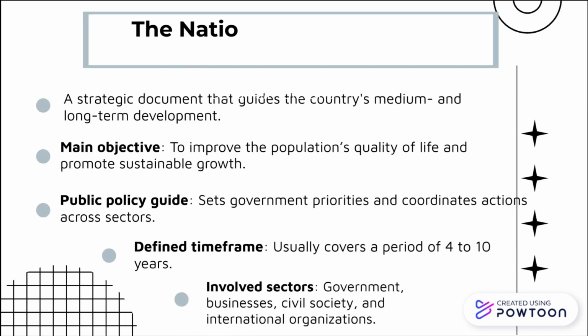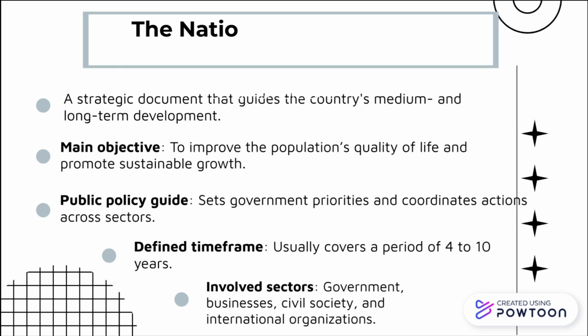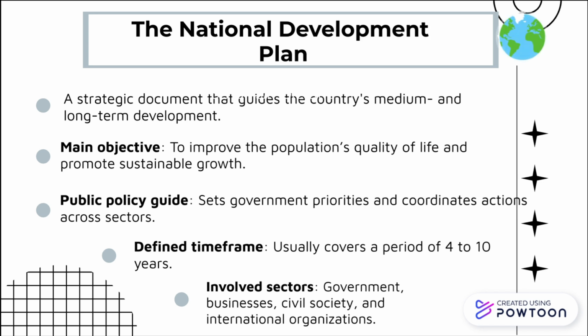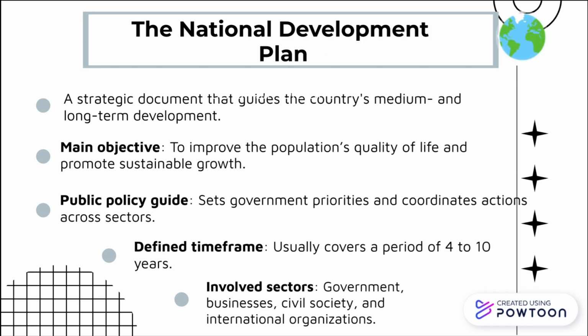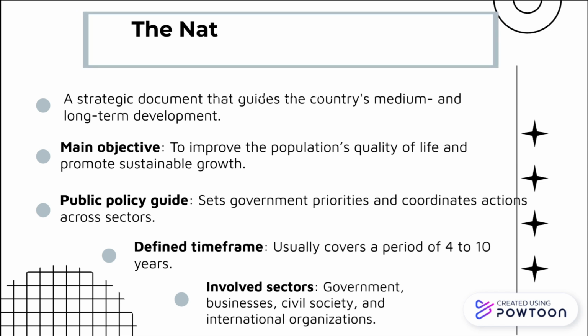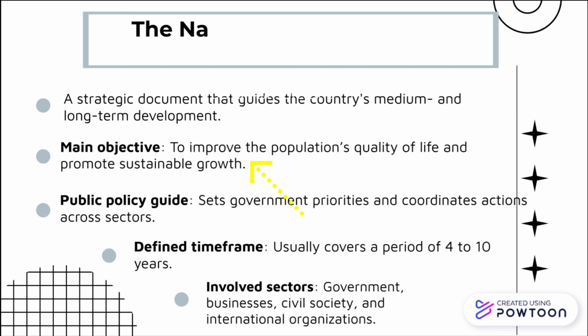The National Development Plan is a strategic policy document created by a government to guide the country's economic, social, and environmental development over a specific period. It outlines the long-term goals, priorities, and the actions needed to achieve sustainable growth and improve the quality of life of the population. Here we have the main objective.